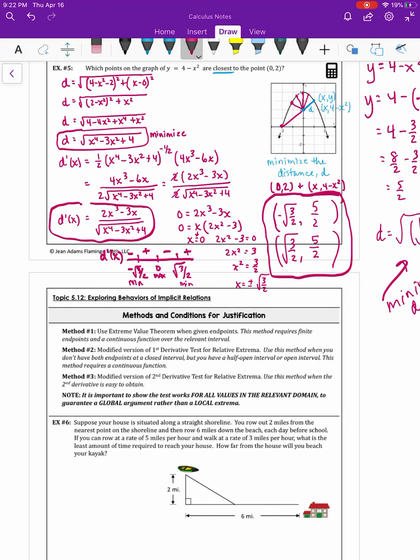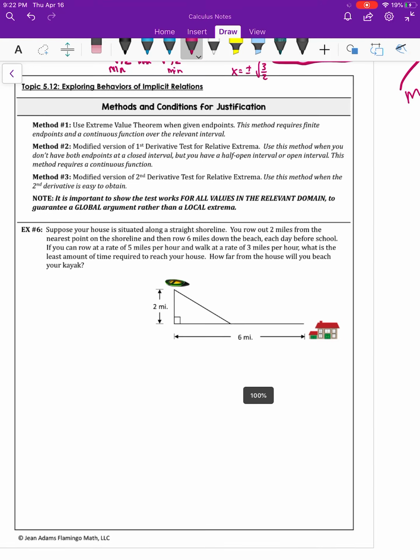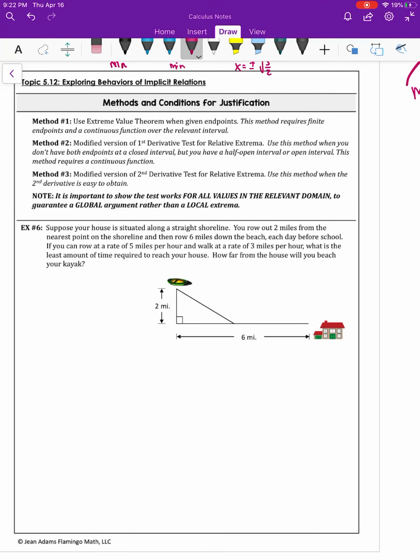Method 3, modified version of the second derivative test for relative extrema. Use this method when the second derivative is easy to obtain. So I could have used the second derivative test on here, but I felt like our first derivative, which we had right here, was just a little complicated to do the second derivative of. So I went ahead and used the first derivative test to justify our minimum on that last example. It is important to show the test works for all values in the relative domain to guarantee a global argument rather than a local extrema. So if they're asking for global, okay?